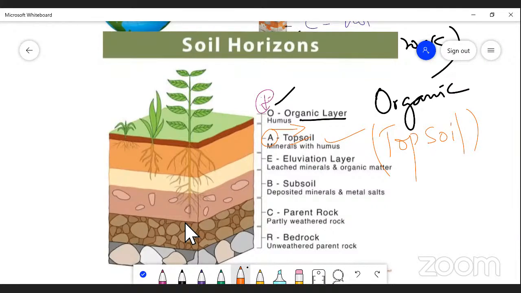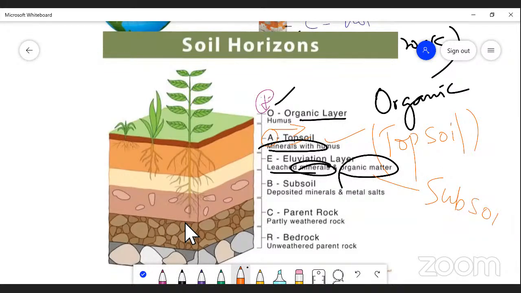Then the third layer is the eluviation layer or E layer. The E layer is the third layer of a soil profile in which the dead and decayed matter of plants may be leached. I mean, the dead matter of plants and animals may migrate from the second layer to the third layer. As a result, we can get more minerals and organic matter, right? So that is known as the leached layer or eluviation layer, or the E layer. It is also known as subsoil.